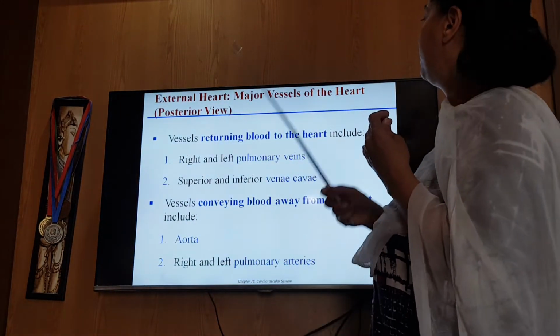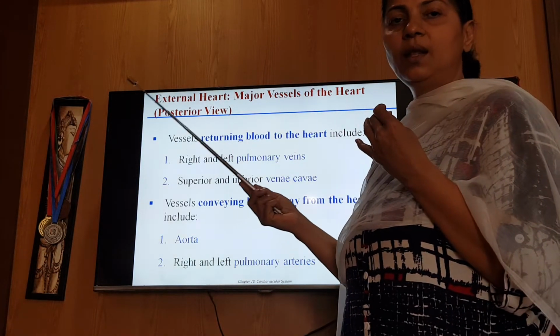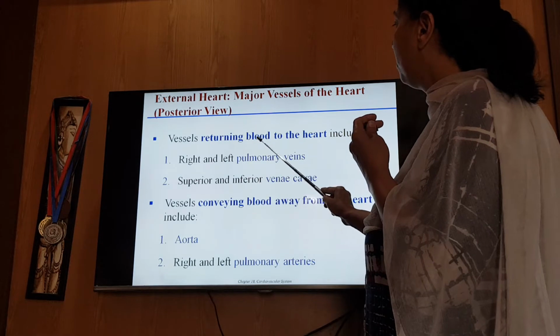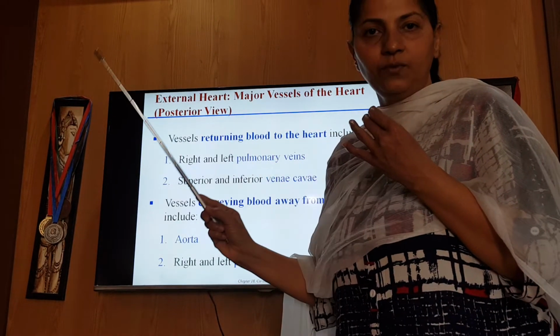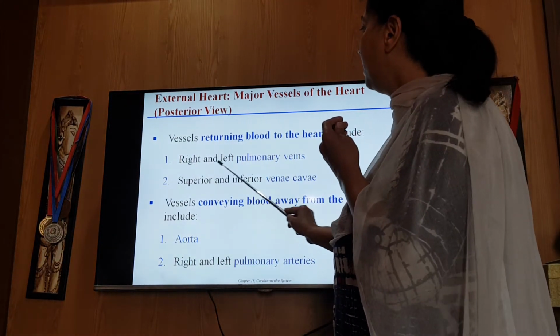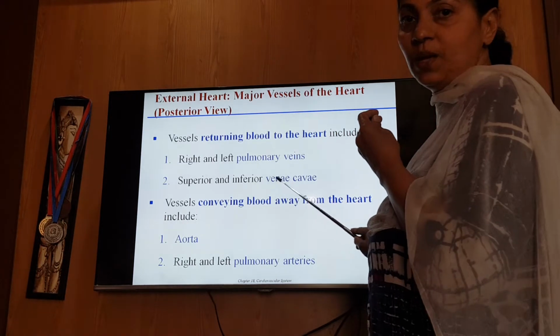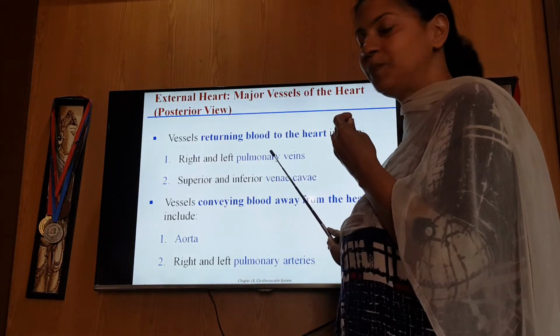Now we see the heart from behind, the posterior view. Again, the large blood vessels, the vessels returning blood to the heart. Again the same, they are not going to be any different. On the right side, superior and inferior vena cava. On the left side, right and left pulmonary veins.